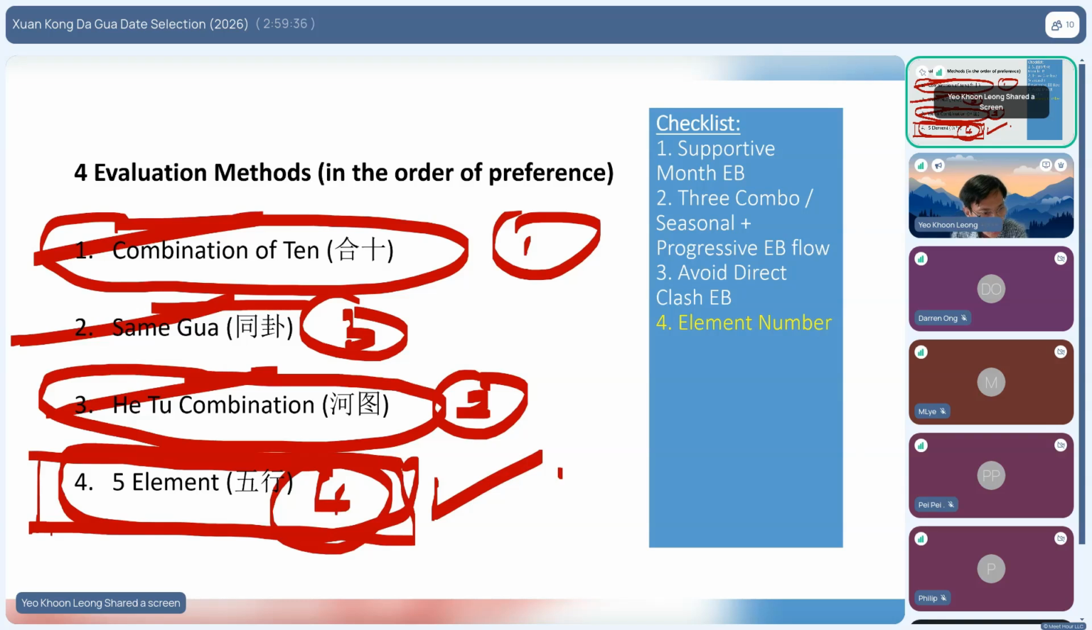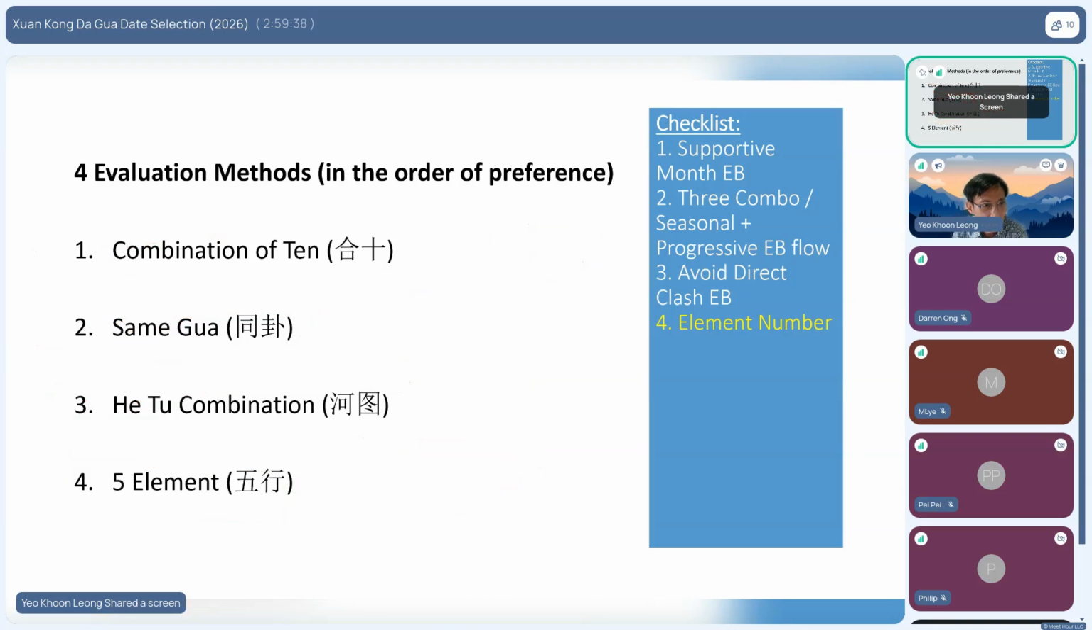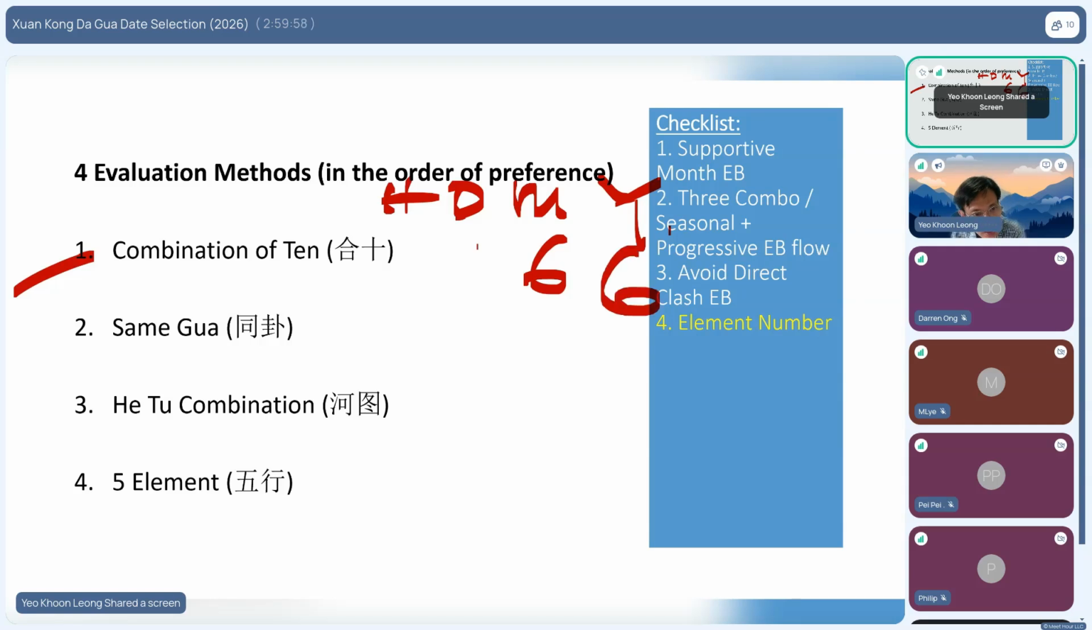Basically, what it means is, if you are choosing combination of 10, for example, maybe the month is a 6. Hour, day, month, year. You pick the month first, so the month is a 6. Then you say, okay, I will try to go for combination of 10. Then it could be 6 here, it could be 6 here, it could be 4 here.